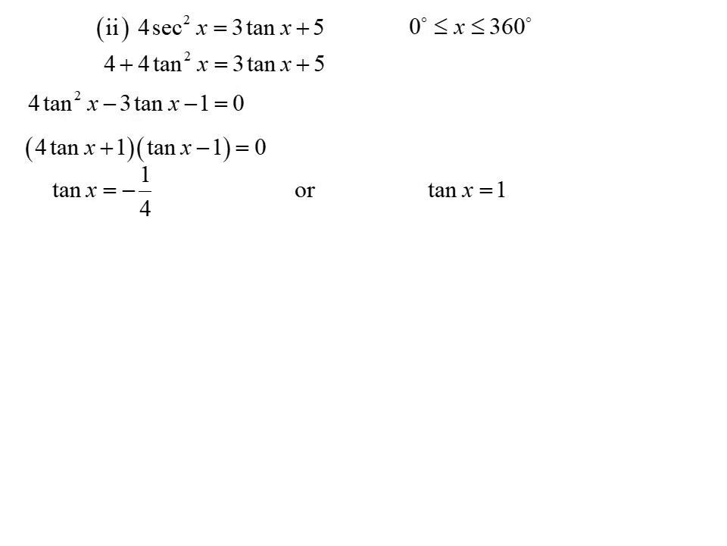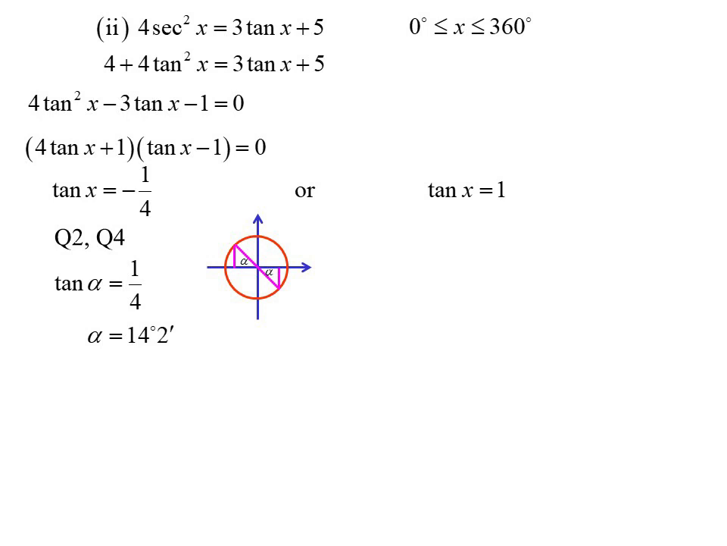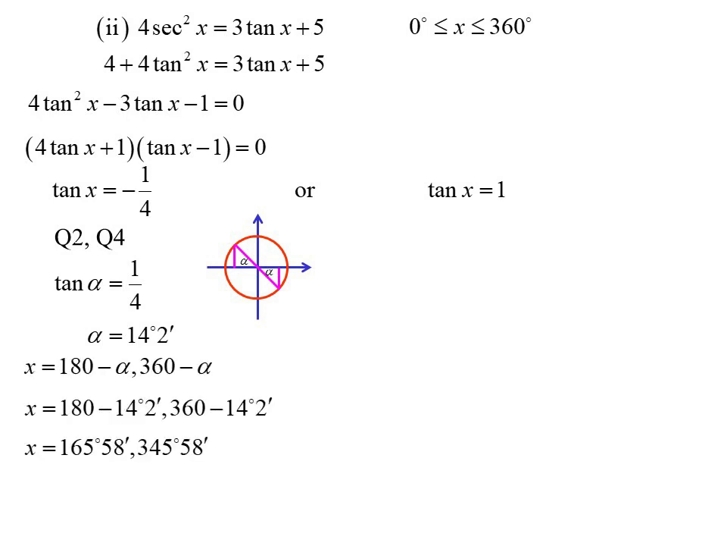We just go solve each of those individually. So the first one there, quadrant 2 and 4. The acute angle, 14 degrees 2. It's not a nice, neat, exact one for us. And okay, we do our calculations. We've got those 2 answers. Over on the right hand side, tan x equals 1. I'm in the first quadrant or the third.